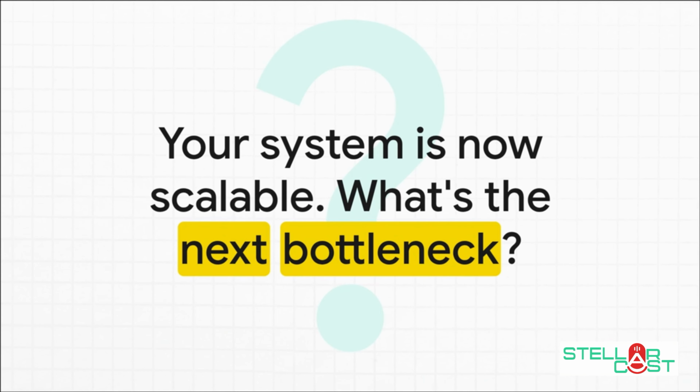It's a continuous cycle. You solve for traffic with load balancers, and you solve for failure with redundancy. But as you grow, another part of the system will become the next weak link. The job is never truly done. It's a constant process of identifying and solving the next challenge to keep your application running smoothly for everyone.